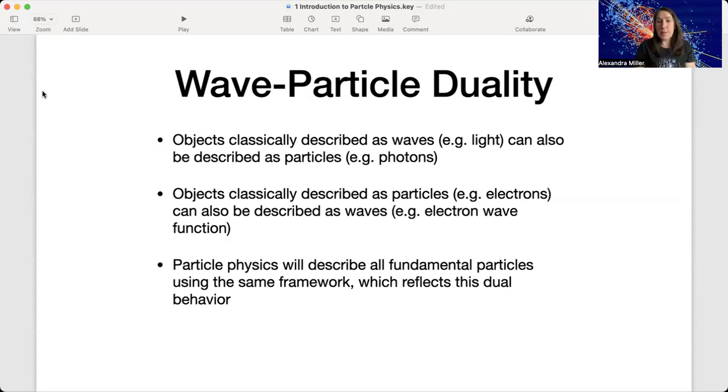And really, this isn't special to light and electrons. In particle physics, this wave-particle duality is fundamental to all of the fundamental particles. And the framework that modern physicists use for particle physics reflects this dual behavior. So it's very important to have in the back of your mind when thinking about our modern description of particle physics. So that's the wave-particle duality.